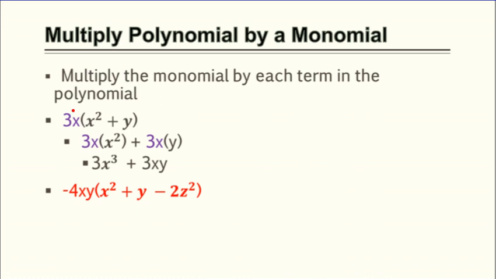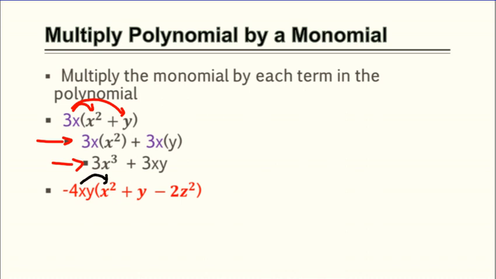So you're multiplying 3x times the x squared and then 3x times the y. And that's what they're doing in step 2 here. And then you combine your like terms. There are no like terms. So our answer would be 3x cubed plus 3xy. So just remember, when you multiply like bases, you add the exponents. So let's take a look at our first example here.